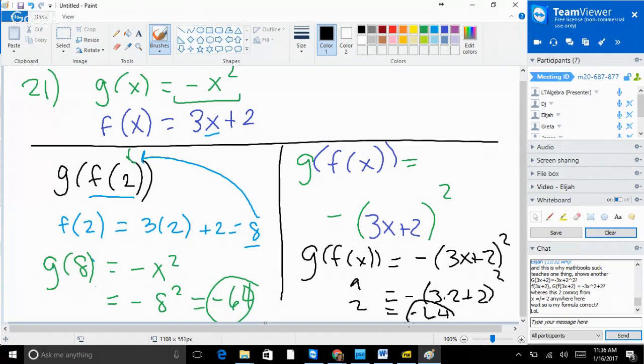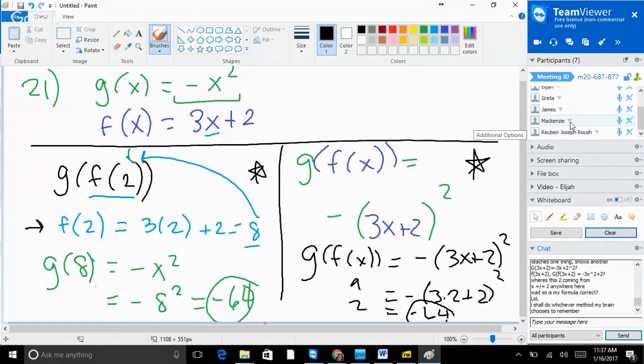So you can use either method. You can solve the one function for the value first and then plug it into the other, or you can solve what the function composition is first and then solve. This method would be better if you have to do multiple values. If you just have to do one, this one might be a little easier. It's kind of up to you. Whatever method your brain remembers is also a good bet.